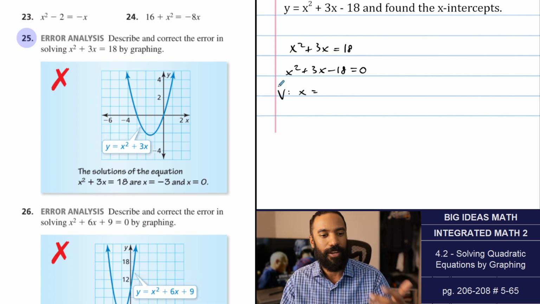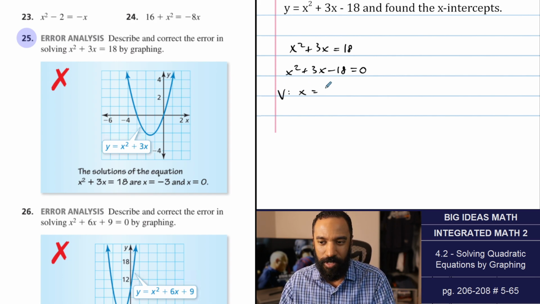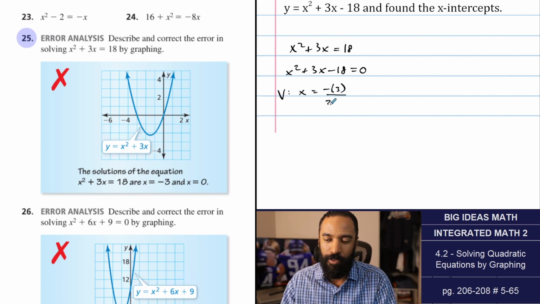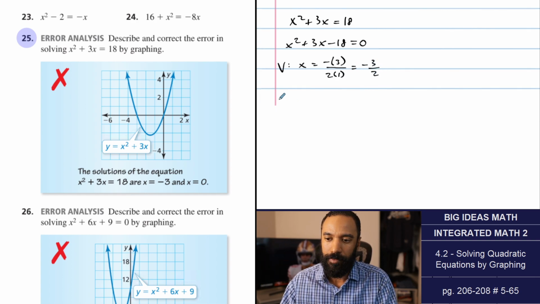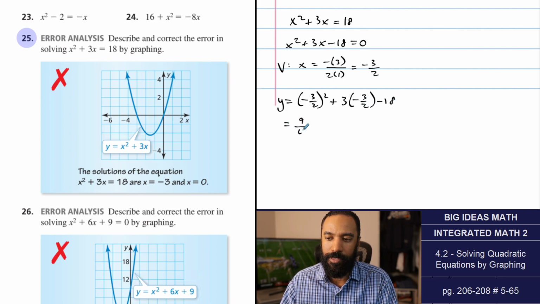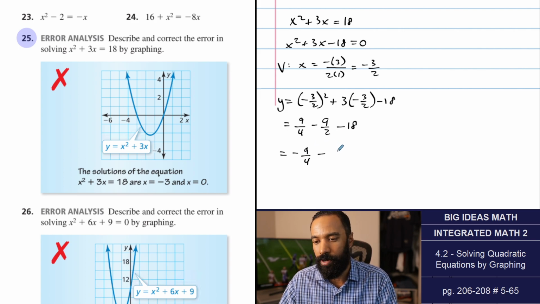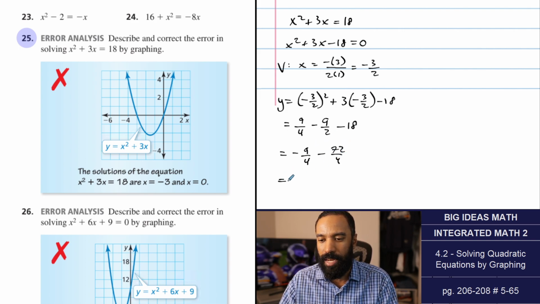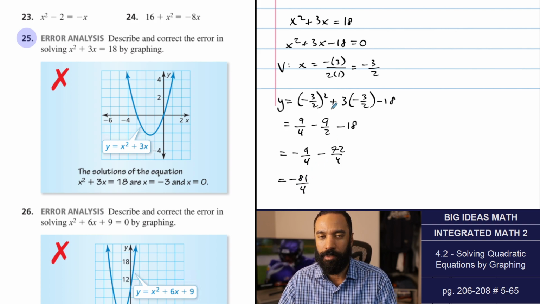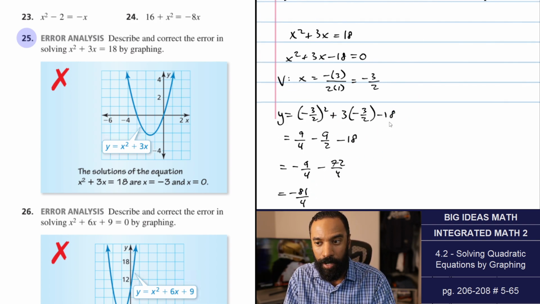So for the vertex, the x value. And notice they also didn't tell us how they graphed this one either. So they're probably using the negative b over 2a concept. Negative b over 2a, which is negative 3 halves. That's also negative 1.5. The y value, let's substitute negative 3 halves in for x. And we're going to get 9/4 minus 9 halves minus 18. That's negative 9/4 minus 18. 18 is 72/4. So we're going to get negative 81/4, which is negative 20.25. It's even lower than my graph shows.